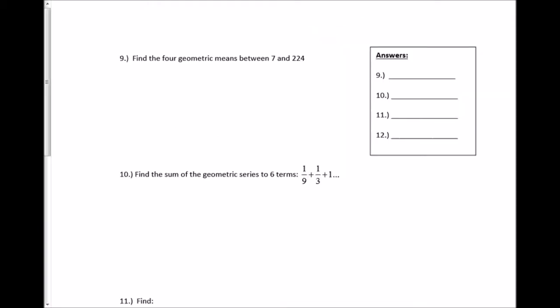If I look at the next one, it says to find the 4 geometric means this time. So I start with a 7. I have 4 blank spaces in here, and then the 224. I'm looking for geometric means this time, which means I need the r value. Since I need the r value, again, I still have the same pieces of information I had before: the a sub 1, and a sub n, the last term. I know that there are 1, 2, 3, 4, 5, 6 terms.